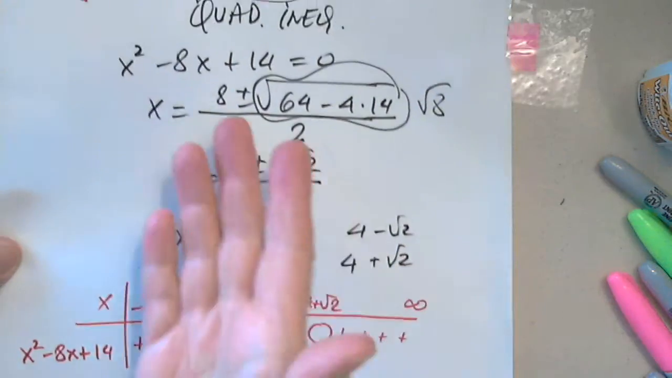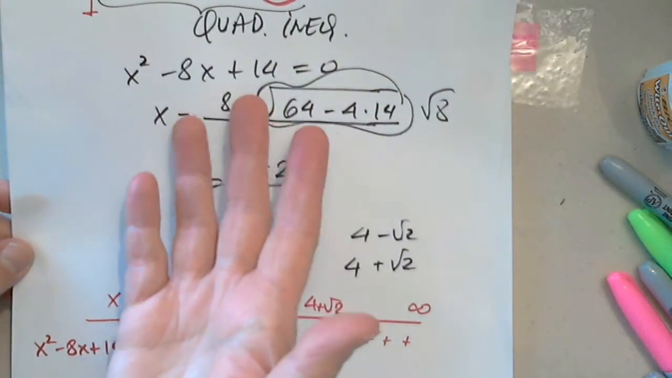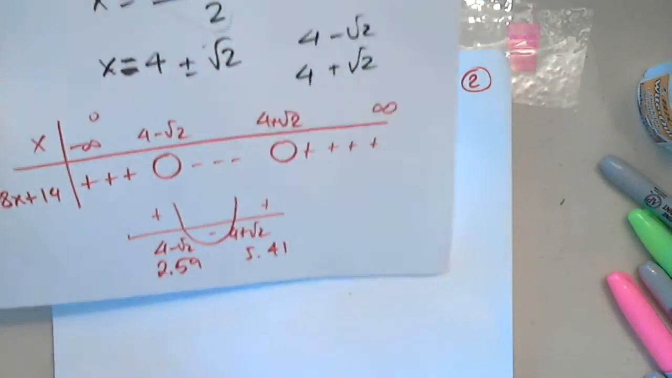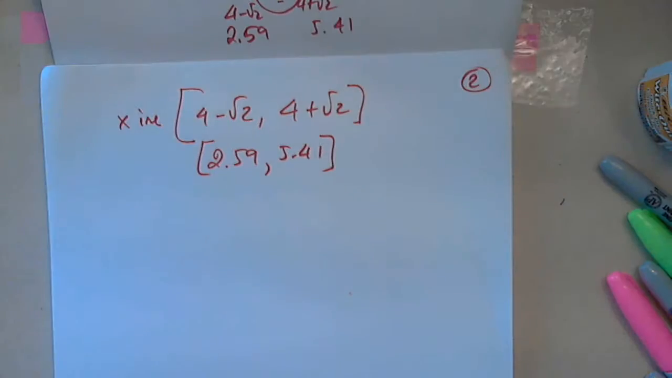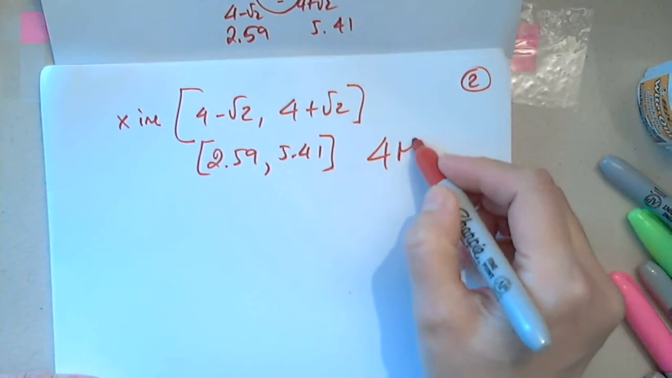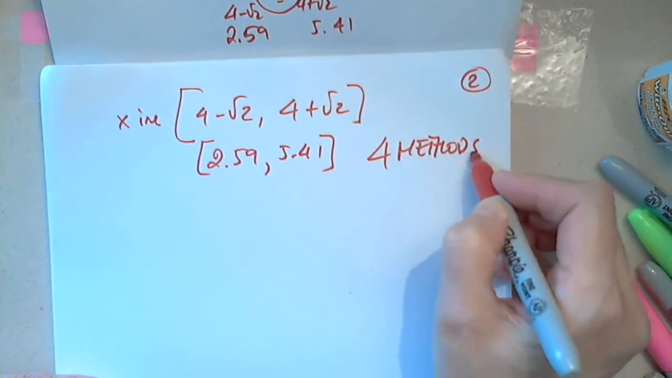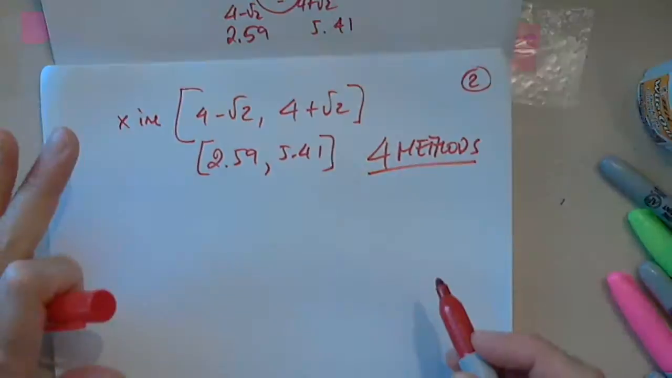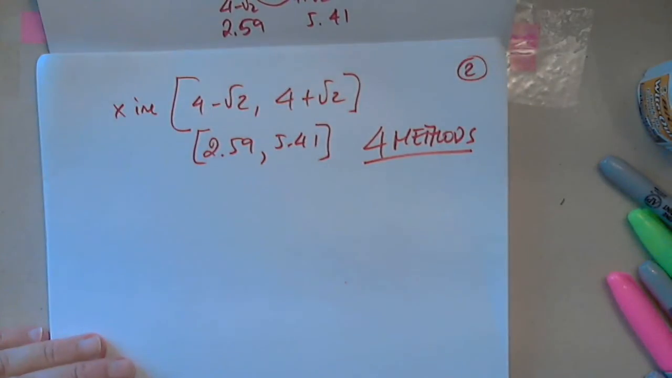You understood that we could not solve this. We could not factor this, so I had to find a solution somehow. And remember, we know 4 methods. Is there a problem with it on the test? Is that clear? Is there going to be a problem on the test like this one?